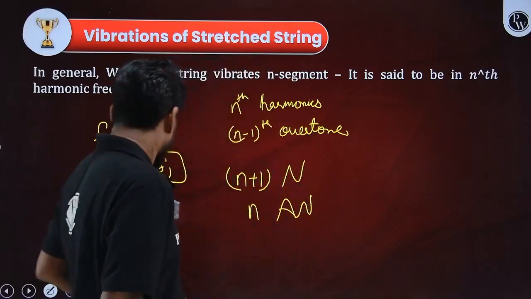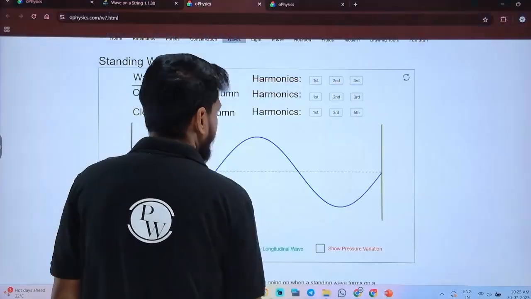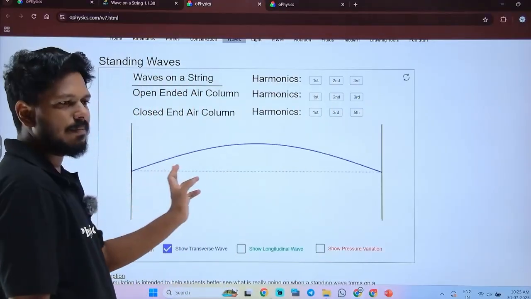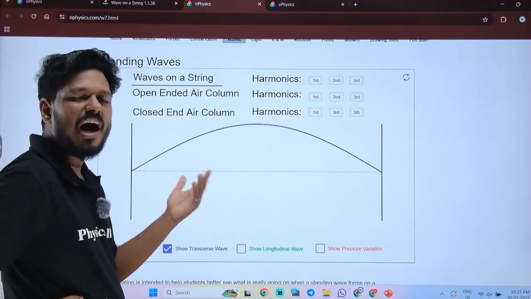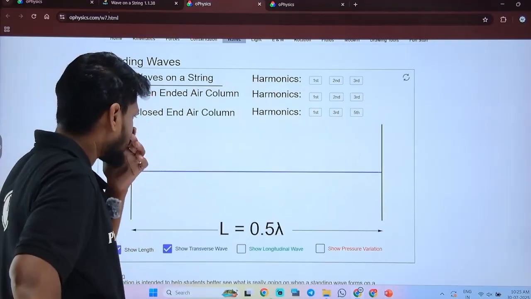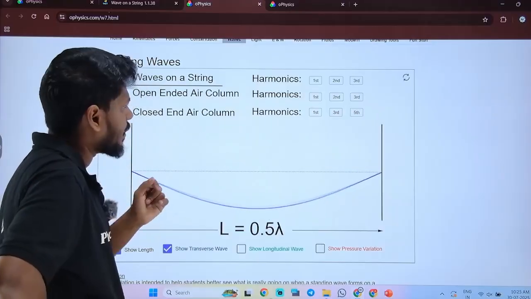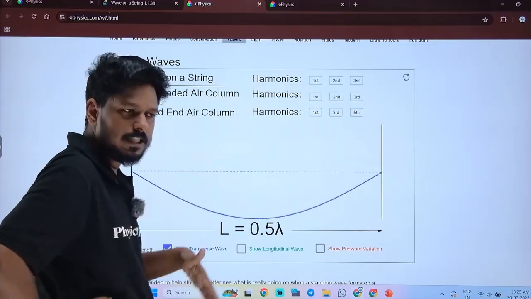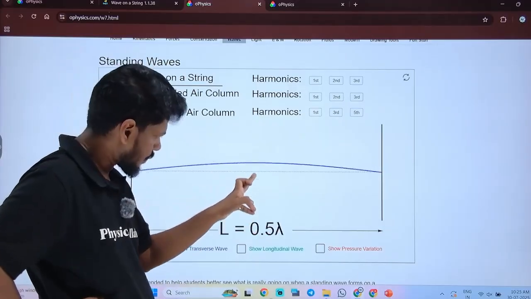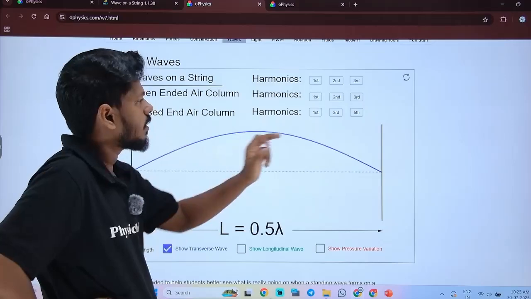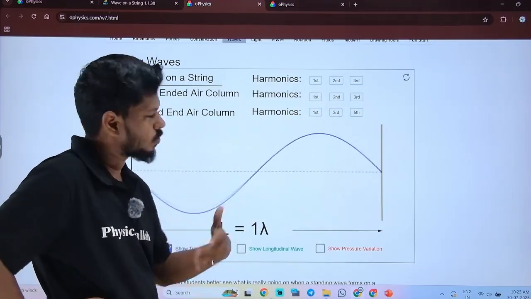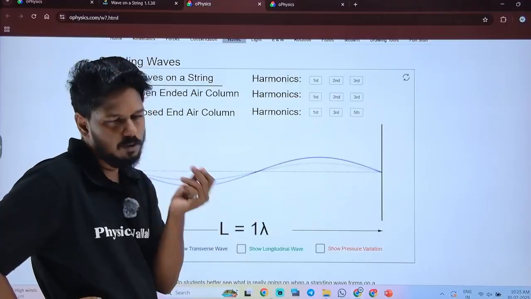Remember it like that. Let me show you all this very quickly. If I have the first harmonic, what will be my length? Length will be half of lambda, right? So let me show it, 0.5 lambda. If you see this, one node, two nodes, and I have one antinode. In the second harmonic, my length is equal to lambda, because lambda by 2 plus lambda by 2 is 2 lambda by 2, or lambda.